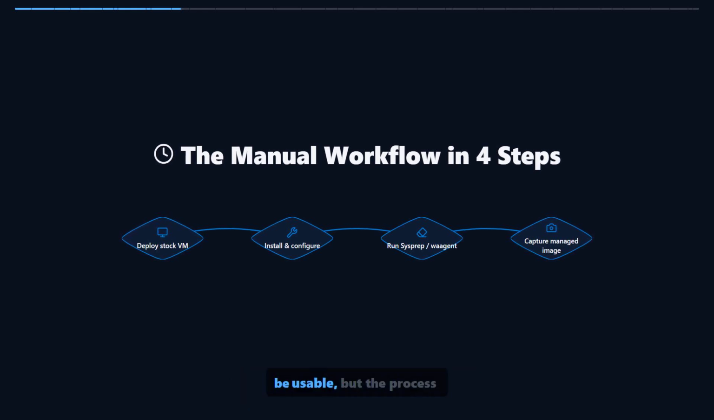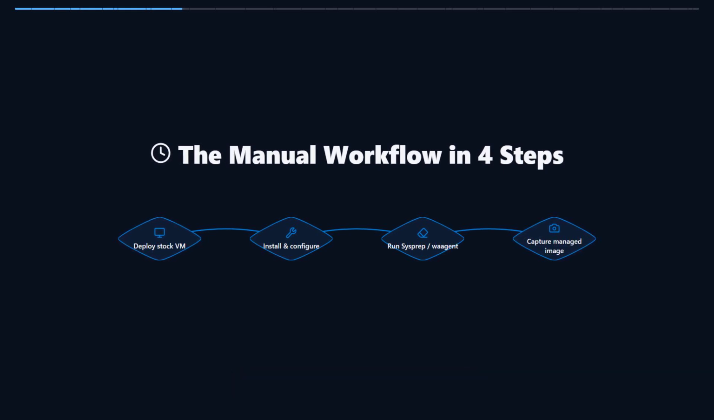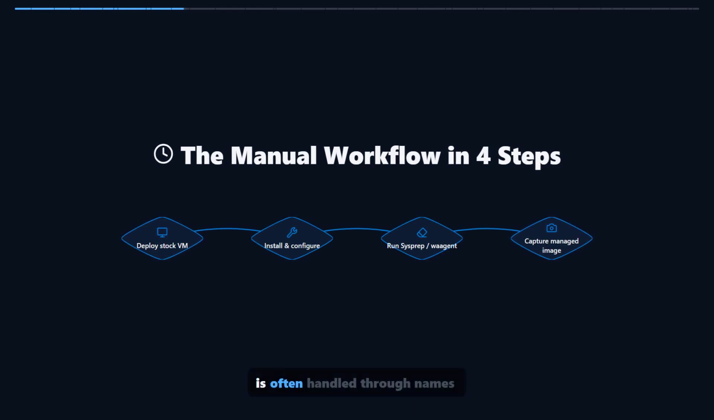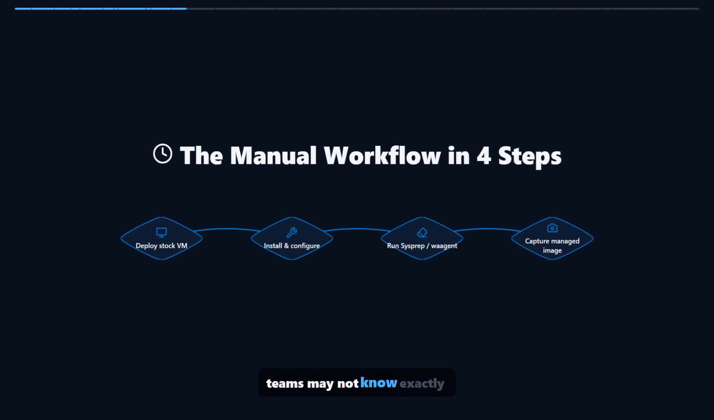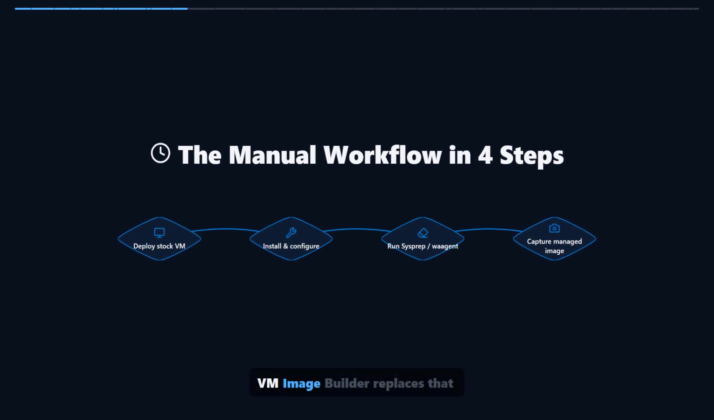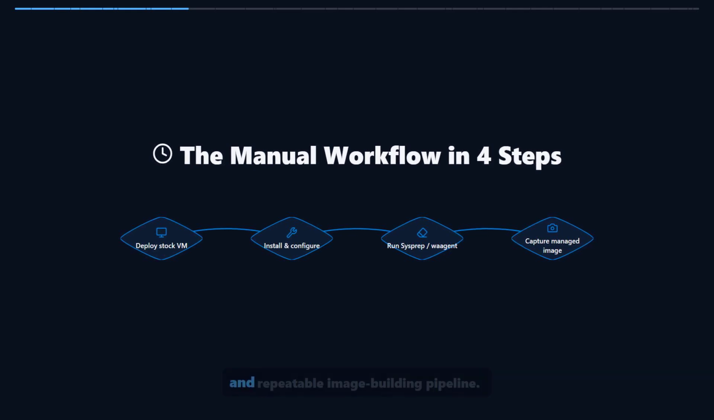The result may be usable, but the process is difficult to reproduce consistently. There is no source-controlled image template explaining every change. Versioning is often handled through names or spreadsheets. Regional distribution may require additional copying, and security teams may not know exactly what changed between builds. Azure VM Image Builder replaces that manual procedure with a declarative and repeatable image building pipeline.